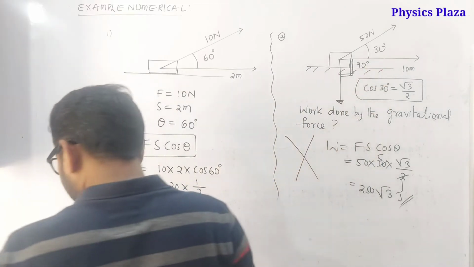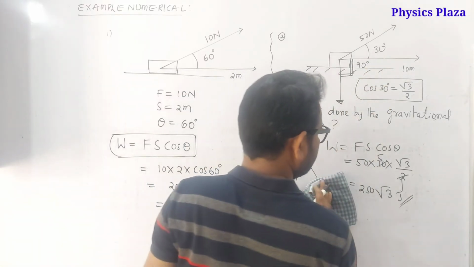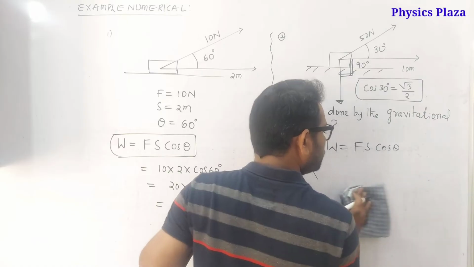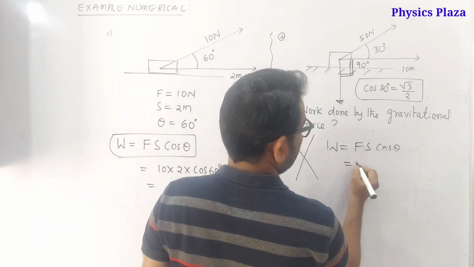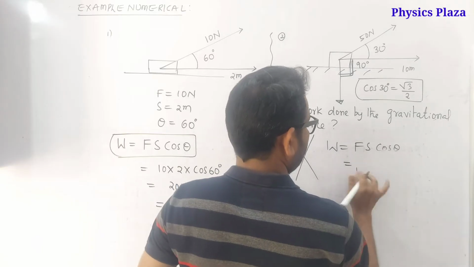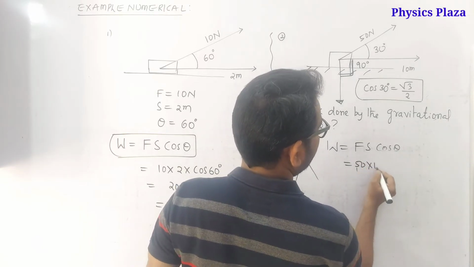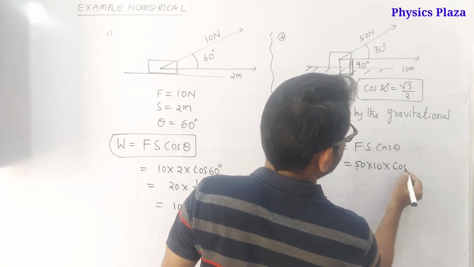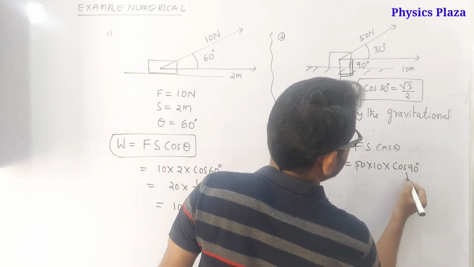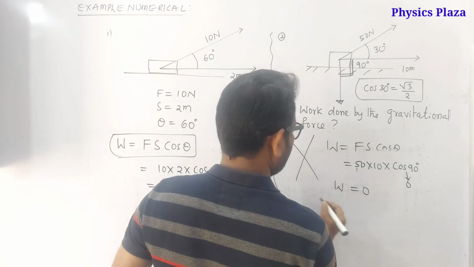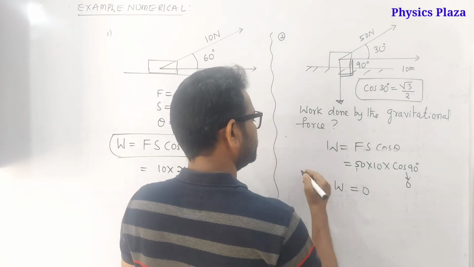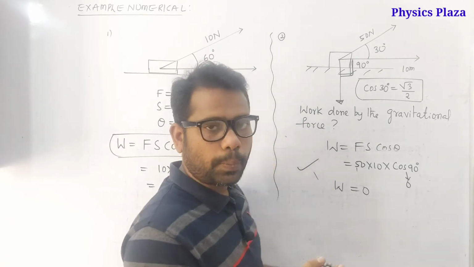Children, already we discussed, whenever displacement is normal to the force, 50 into 10 cos 90 degrees is 0. 0 into something is 0. So work done is 0. Now it is correct. This is right. That's what I'm telling you.